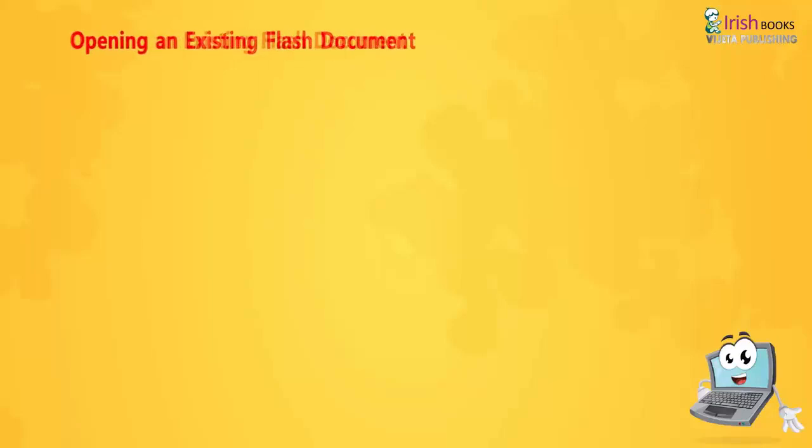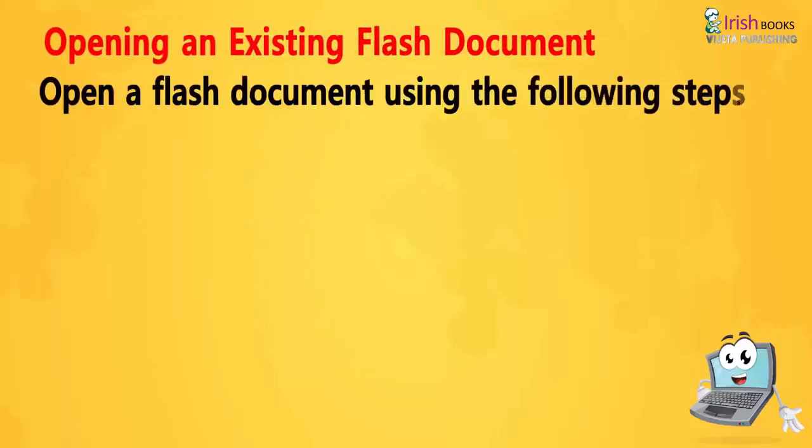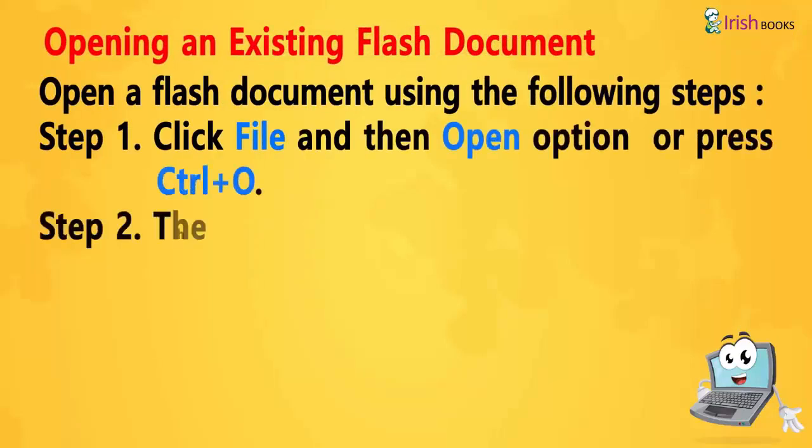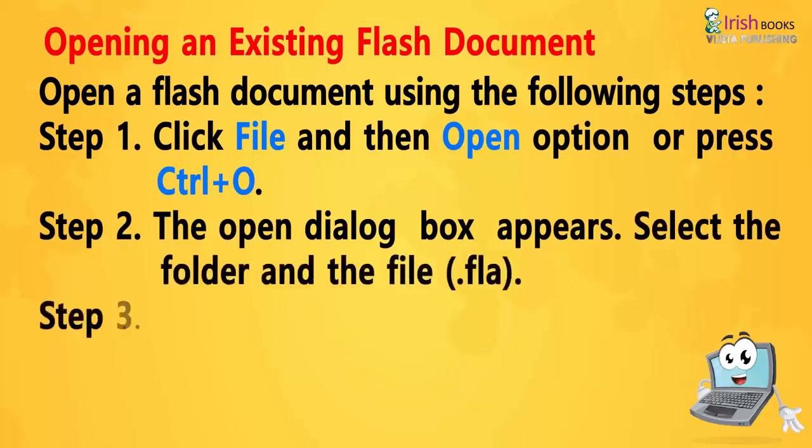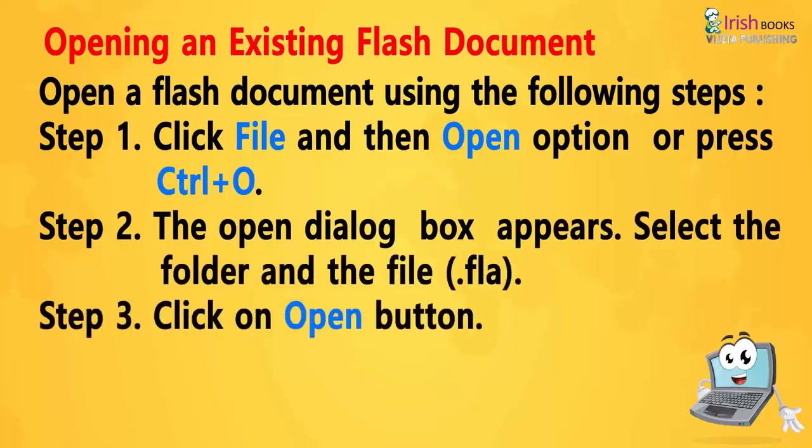Opening an existing Flash document. Open a Flash document using the following steps. Step 1. Click File and then the Open option or press Ctrl+O. Step 2. The Open dialog box appears. Select the folder and the .fla file. Step 3. Click on the Open button.